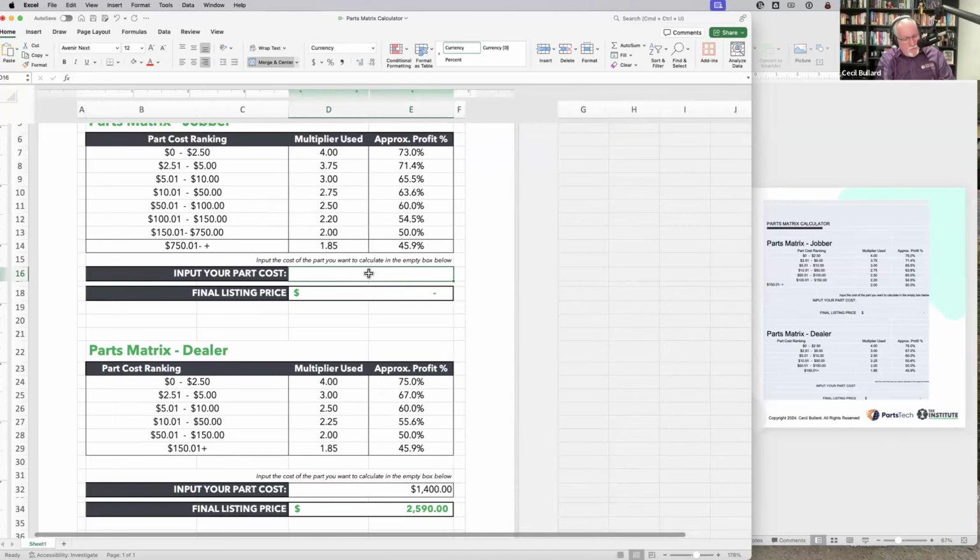I'm going to buy, I don't know, a $12.30 part from my local jobber. I'm going to sell that for $33.83. I'm going to buy a $22 part from my dealership, and I'm going to sell it for $49.50. Depends on which matrix, but the matrix that you guys have all works properly.